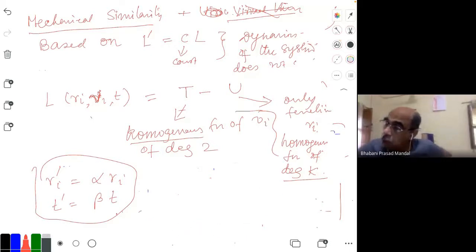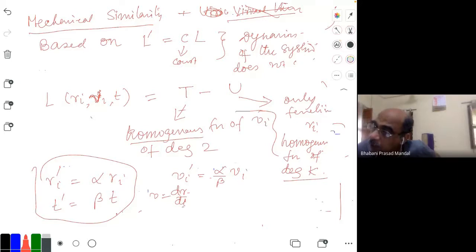Okay. So v will be scaled. So v prime will be, v is dr by dt, so v will be alpha by beta times vi, because v equals dr by dt. r scales by alpha, t scales by beta, so v will scale by alpha by beta. Okay. So kinetic energy will be scaled by, tell me.